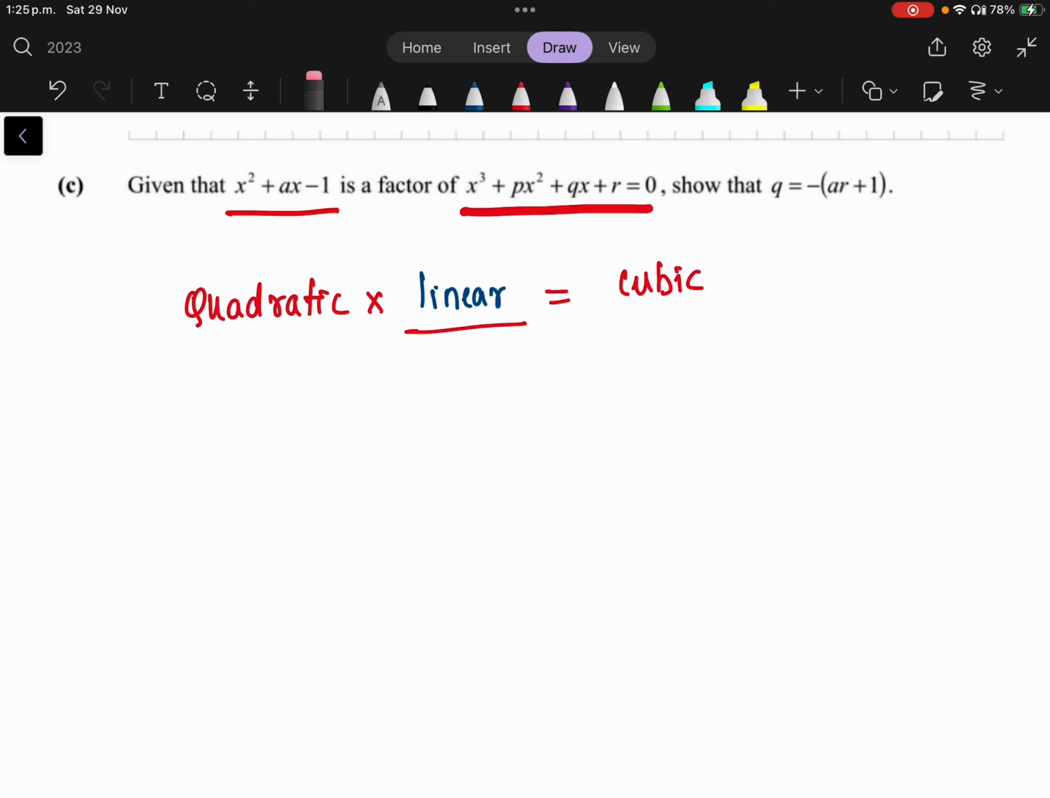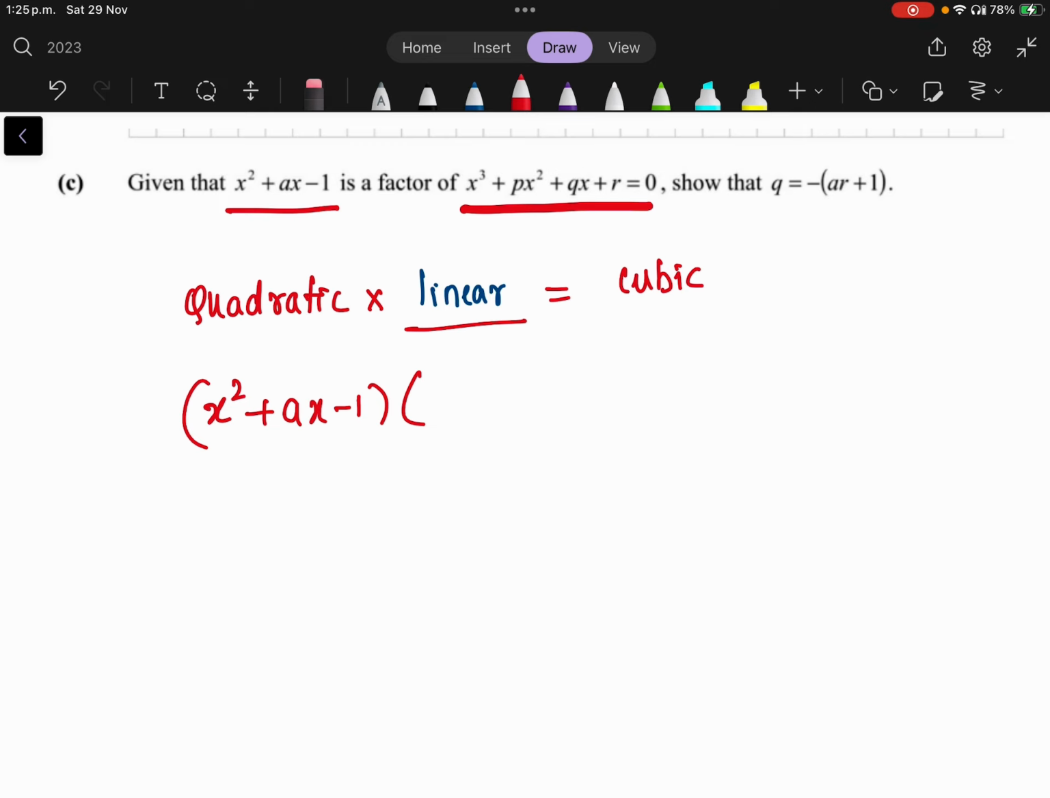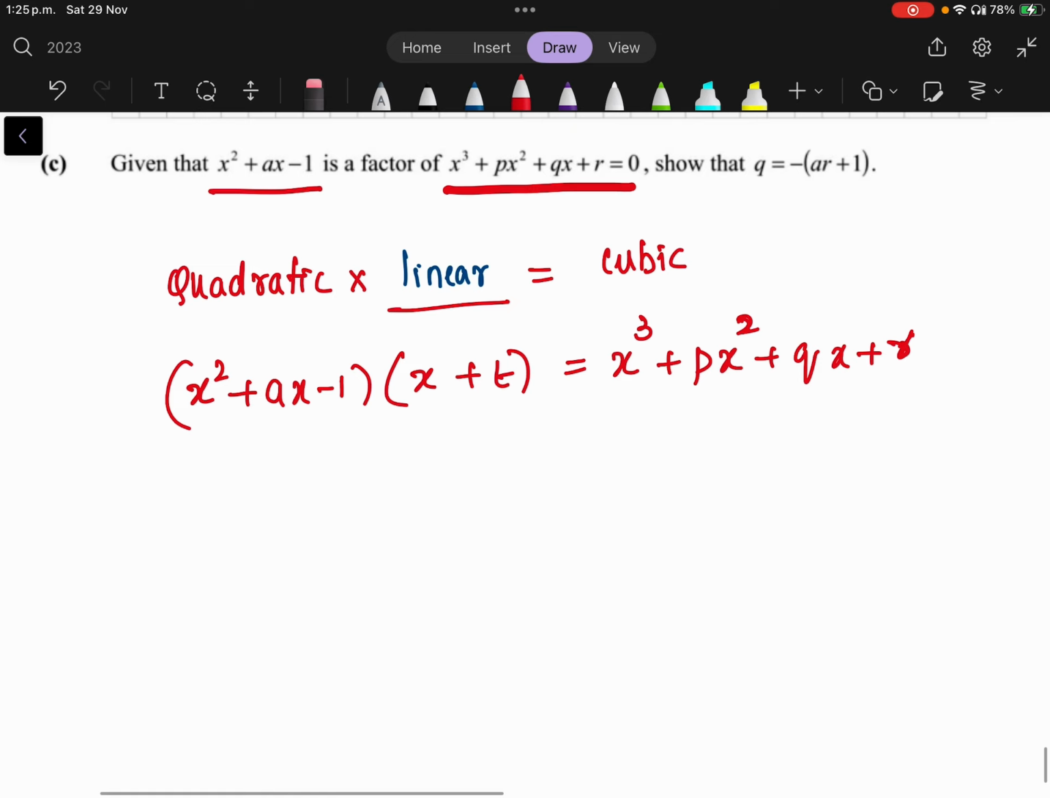Okay. Now with this information, I can say that x square plus ax minus 1 is multiplied by a linear equation. Linear equation is something which I am trying to form, so I will write it as x plus t. You can take any variable out here, that's not a problem at all. Anyway, we'll be eliminating that variable later on. So that equals x cube plus px square plus qx plus r. If you do this, half of the work is done.